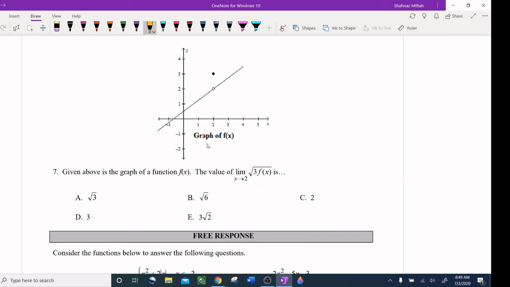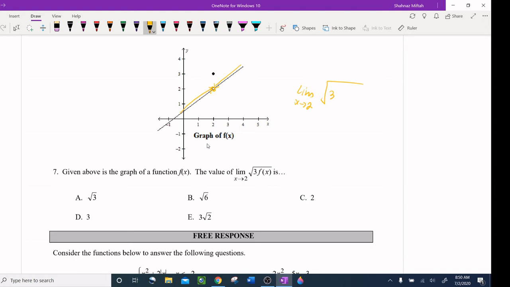Question number 7. Given above is the graph of the function f of x, the value of the limit as x approaches 2, this means left and right both, of square root 3 times f of x is what? So I can apply properties, and if you don't want to apply the property, you still will get the same answer. The square root of 3 is going to stay, that's a coefficient. So I'm going to say limit as x approaches 2, square root 3 stays. And what is the limit as x approaches 2 of f of x? Now that's 2. Limit as x approaches 2 from the right, limit as x approaches 2 from the left, I'm going to pick values arbitrarily close.